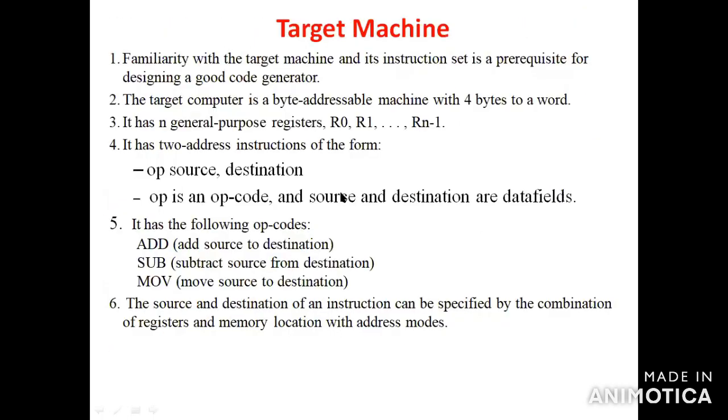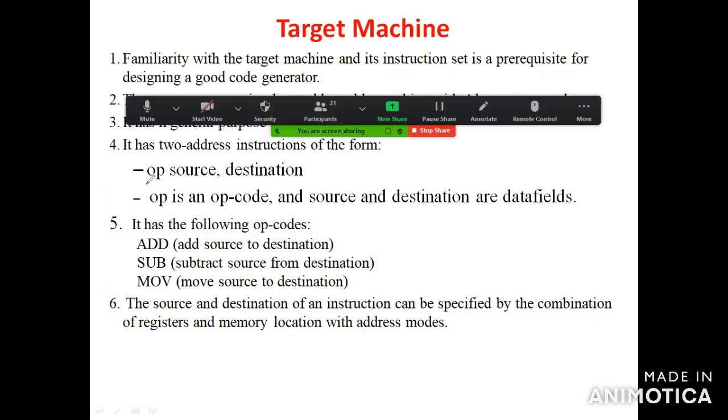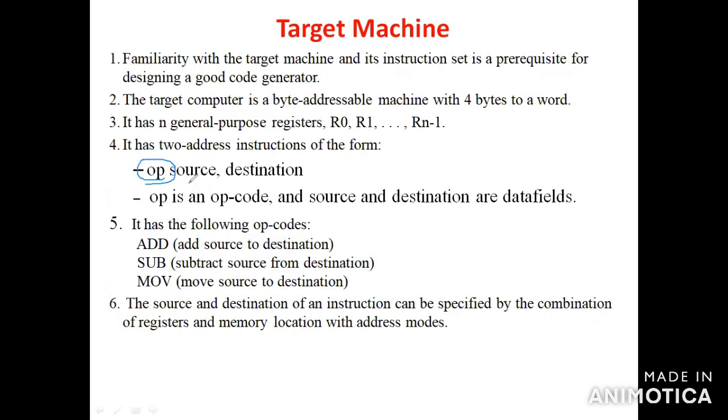Similarly, you have to check here. This is the instruction of the form: OP is an opcode, and the source and destinations are the data fields. So similarly you have to calculate the address cost of the instructions for the given target machine and programs.